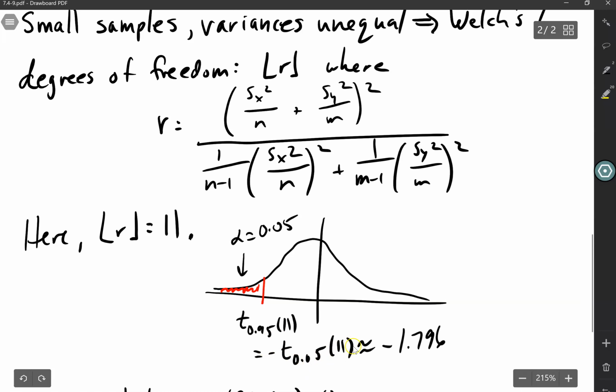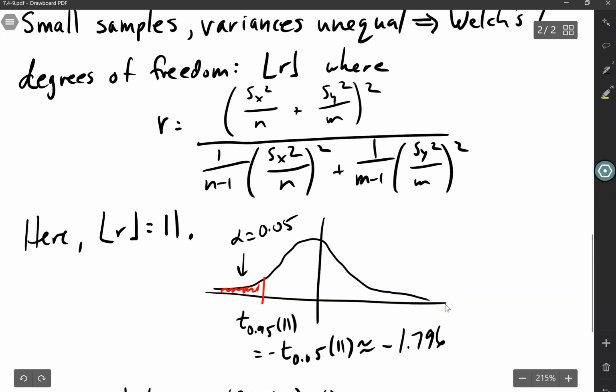So you can go into Excel. I didn't write the command down here, but if you go into Excel and use the T.INV.RT, you can get this 1.796 value, and we want it negative. Or you could just do the T.INV and use 0.05, because remember the T.INV command is cumulative from the left. And you would still get the negative 1.796. So this is our critical value.